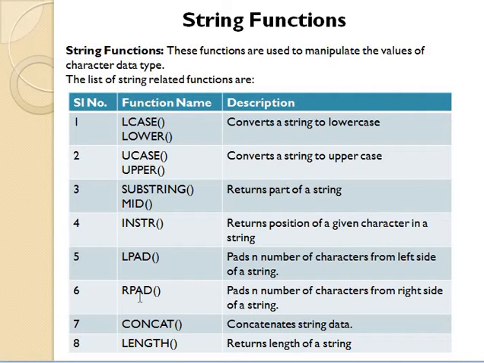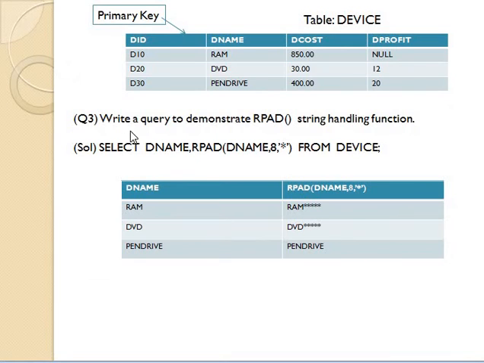The RPAD string handling function is a string handling function which pads n numbers of characters from the right side of a string. Say for example, if the value of n is 10, then using this RPAD function, it shall pad 10 characters from the right side of a string. Now coming back to our slide, based on this question, I shall write the following query. The query says select dname, RPAD of dname, 8, star from the table device followed by a semicolon.